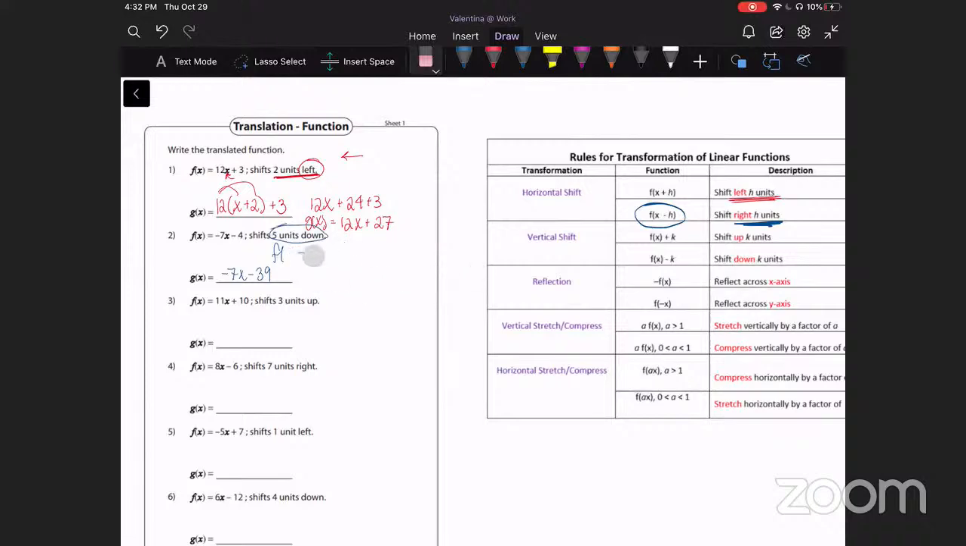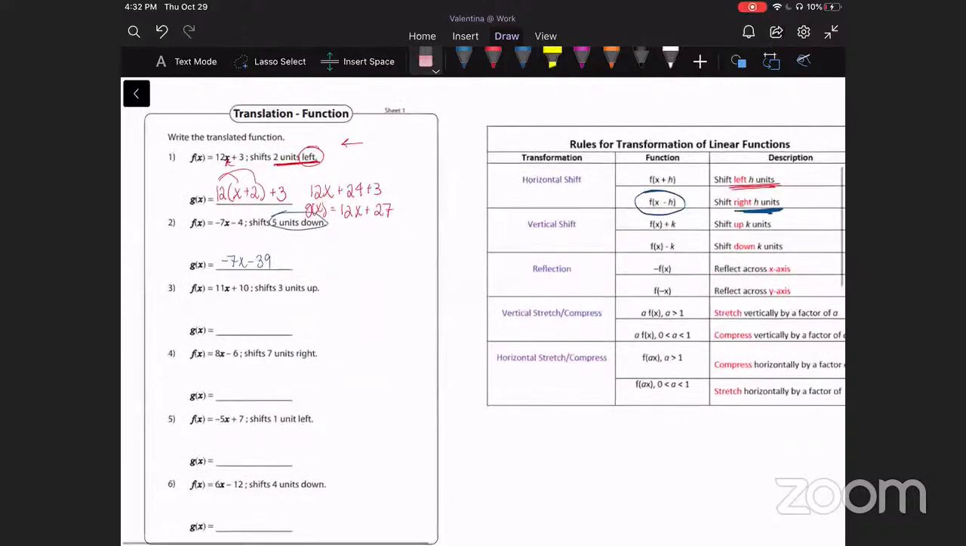But in this case, what we're trying to do is move 5 units down. So we're not going to be altering our x, we're going to be looking at our output, or y. What we're going to do is take our whole function, shifting down k units, and just subtract those units. So we're going to move up and down the y axis. We want to move down, so that's why we're going to subtract. So you would say f of x minus 5. That's negative 7x minus 4 minus 5, which equals negative 7x minus 9.